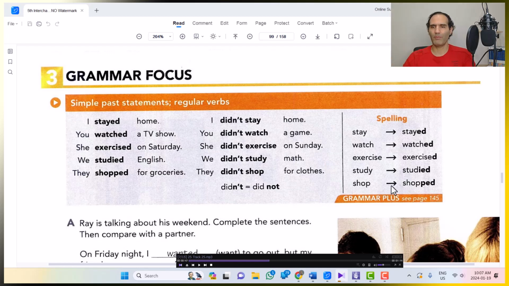So let's wrap it up. Oftentimes we just add an ed. If there is an e, we just add a d. Case of y: if y has a vowel before, no change. If y has a consonant before, change it into i. And if your verb ends in a consonant preceded by one vowel, you need to double the consonant: shopped. Got it? Good.